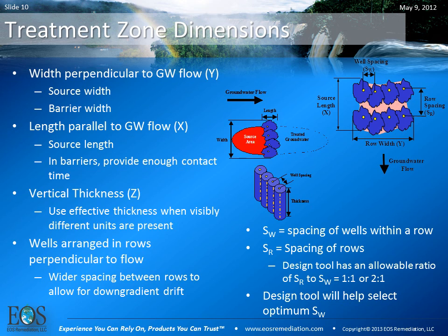Just for some definition, SW is your spacing of wells within a row, and SR are spacing of the rows. This design tool has a ratio of SR to SW between 1 to 1 and 2 to 1. And I'll show you the difference in the output when you change these parameters later on. And again, this design tool will also help you select the optimum SW, so the spacing of wells within a row, and that is a key parameter.